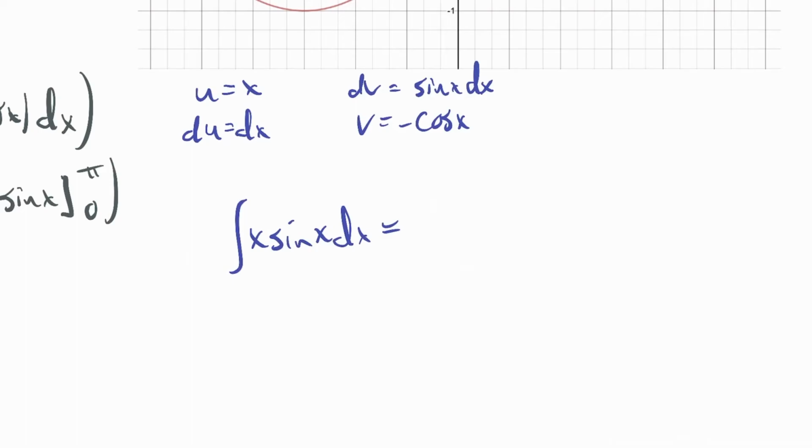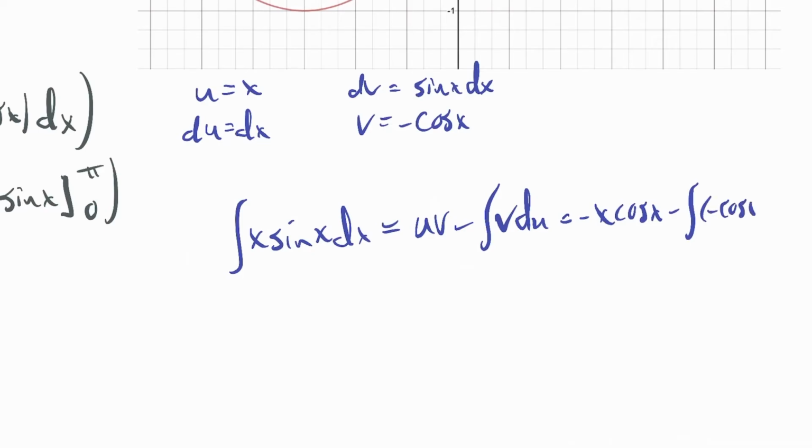Okay, so this is going to equal, and we've already done this, so that's convenient, uv minus the integral of v du. So this is going to be negative x cosine x, minus the integral of sine x dx. Sorry.